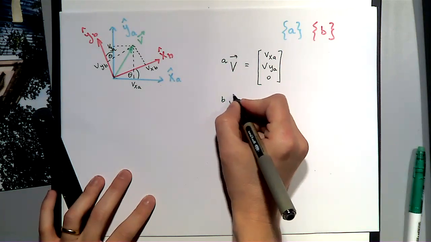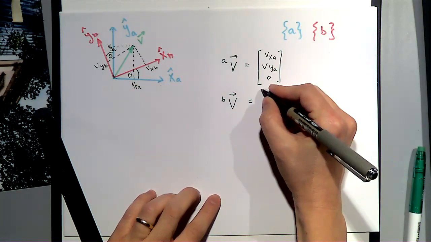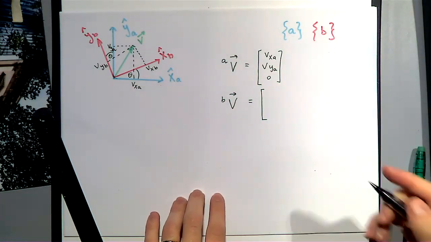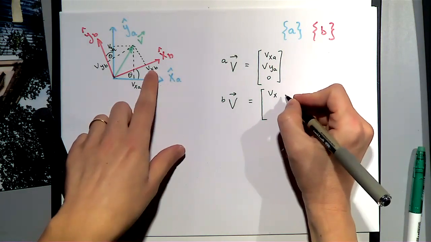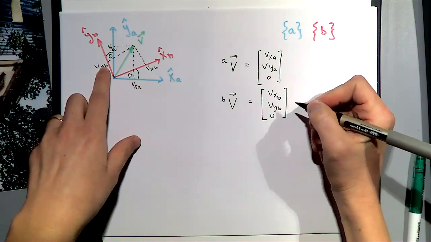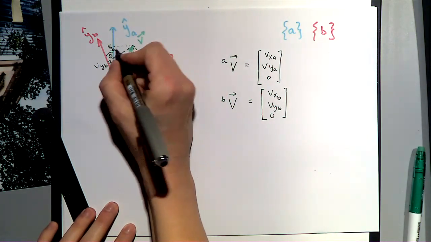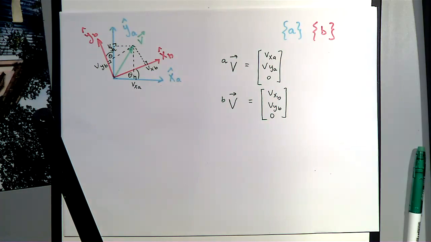If I want to represent the same vector V in frame B, the coordinates or components would be vxb, vyb, and 0. Okay, so excuse me for the non-straight, that should be 90 degrees. So what I just did here is the two steps, 1 and 2, representing a general vector in frame A and frame B.